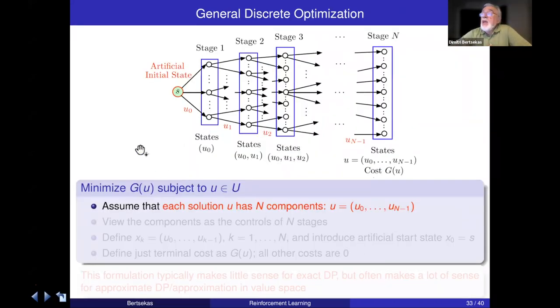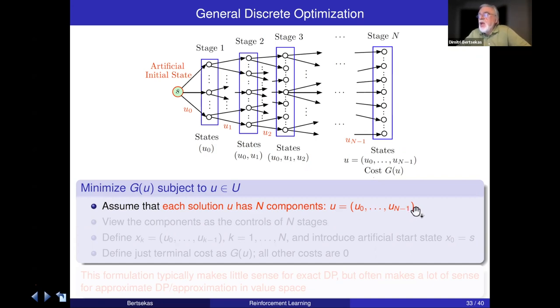Okay, staying with finite state problems, it turns out that any finite state problem, not necessarily having a sequential structure, can be addressed by dynamic programming in the way that we have discussed it here. In particular, let's consider the generic discrete optimization problem of minimizing a cost function of some vector U, subject to U being in some constraint set. And we assume that each U has n components, okay?